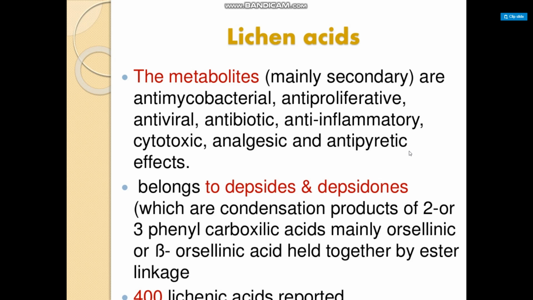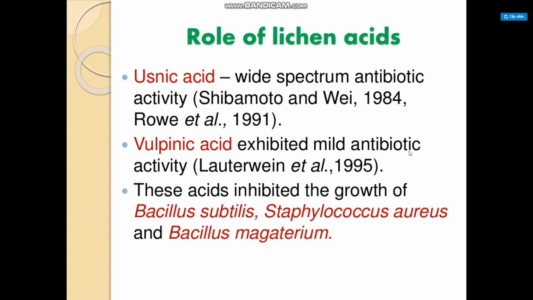This is different: lichenaceous. The metabolites, mainly secondary, are antimicrobial, antiproliferative, antiviral, antibiotic, anti-inflammatory, cytotoxic, analgesic. The antibiotic effect belongs to depsides and depsidones, which are condensation products of 2 and 3-phenyl carboxylic acid, mainly usnic acid. So 40 lichen acids are reported.